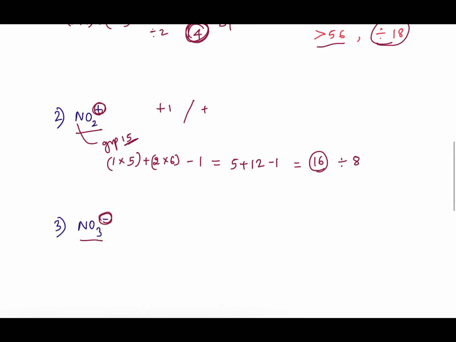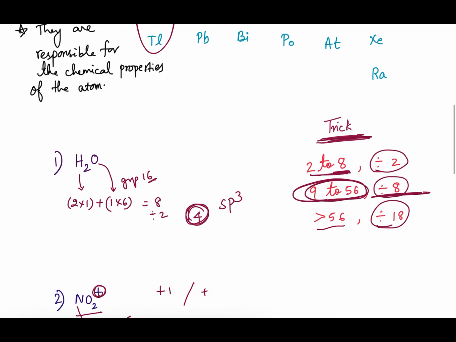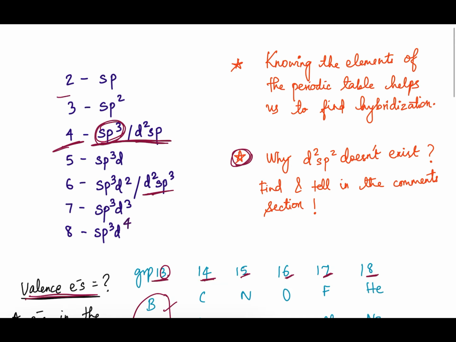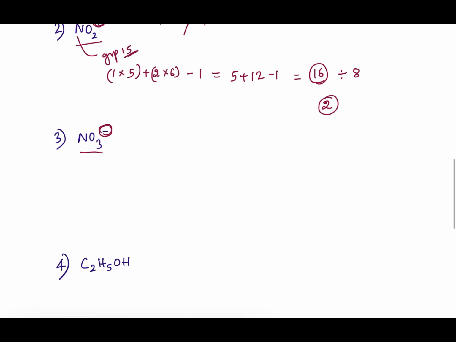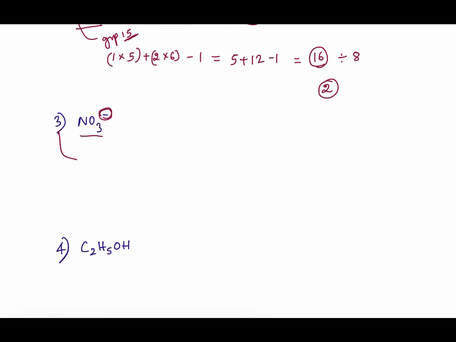Now, this 16 lies between 9 and 56, so you need to divide by 8. The answer is 2. Now, let's go to the table and check. If the final answer is 2, then the hybridization will be sp. So the hybridization of NO2+ will be sp.